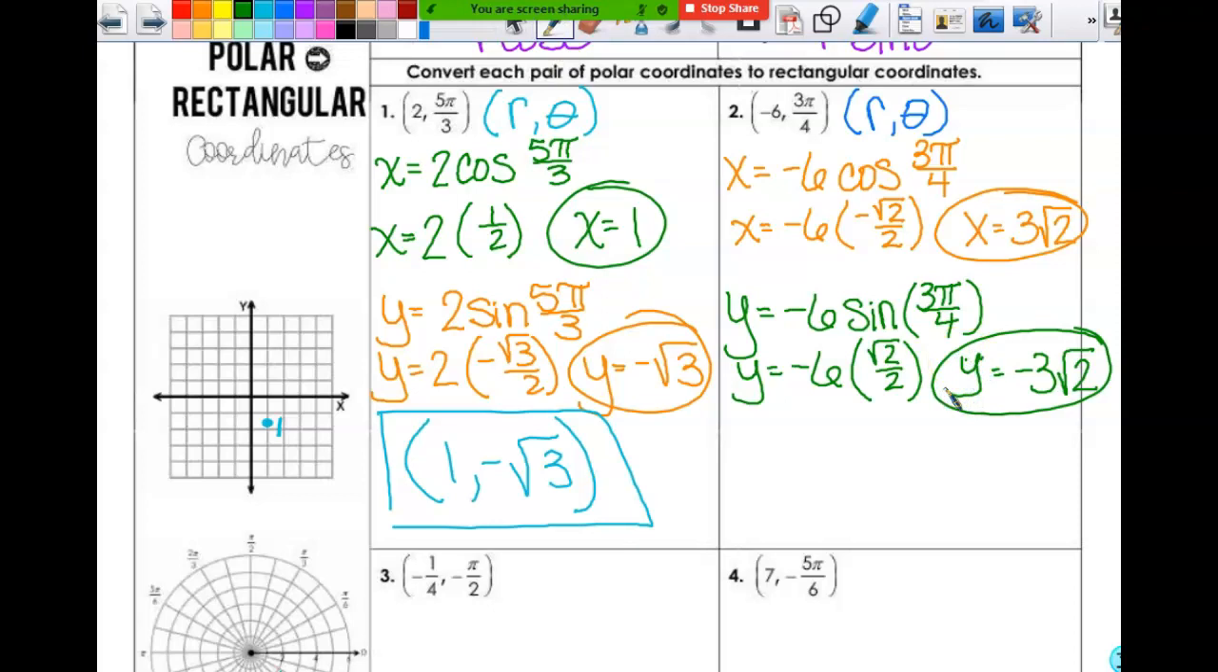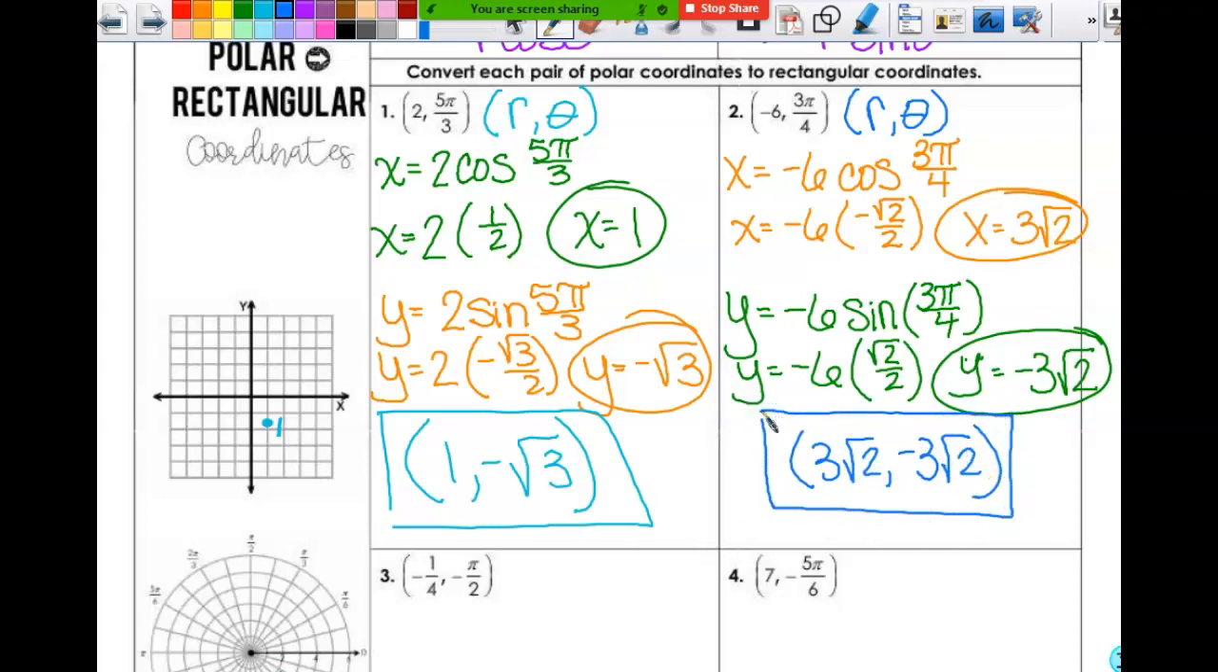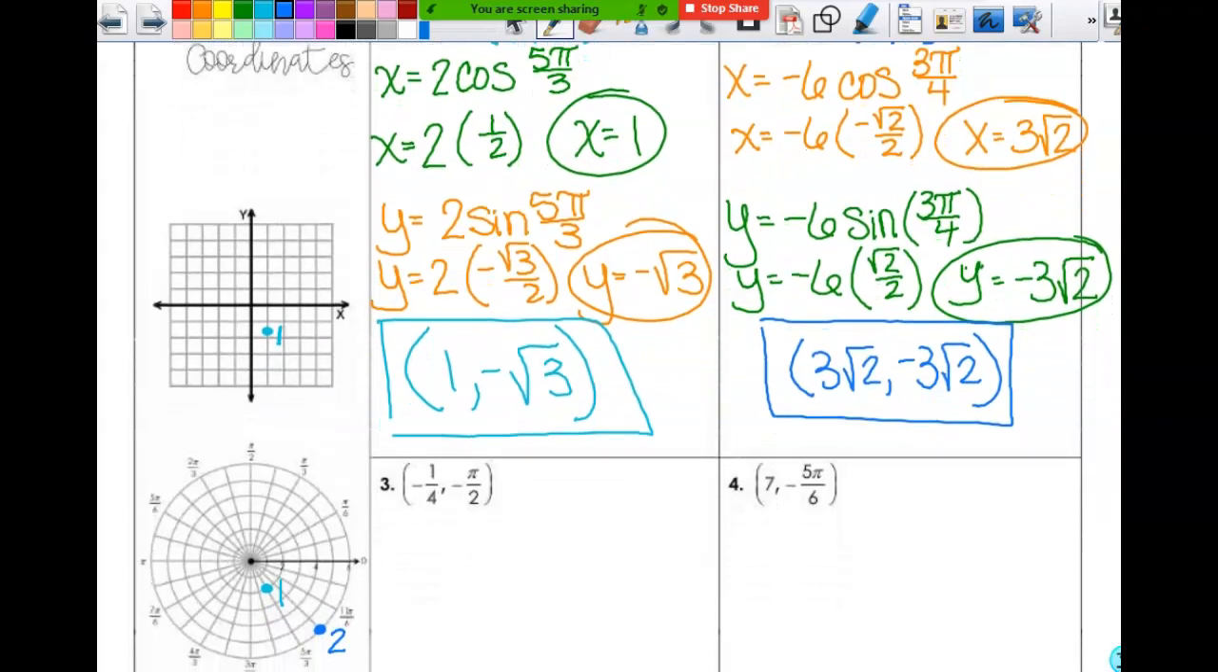Everybody good? So then that makes my ordered pair 3 square root of 2, negative 3 square root of 2. So if we graph that on the rectangular coordinate plane, 3 square root of 2 is about 4.24, so it's about 4 1/4. So I'm going to go to the right 1, 2, 3, 4, and about 1/4, then down 1, 2, 3, 4, and about 1/4, and that's number 2. Okay, see, same spot.